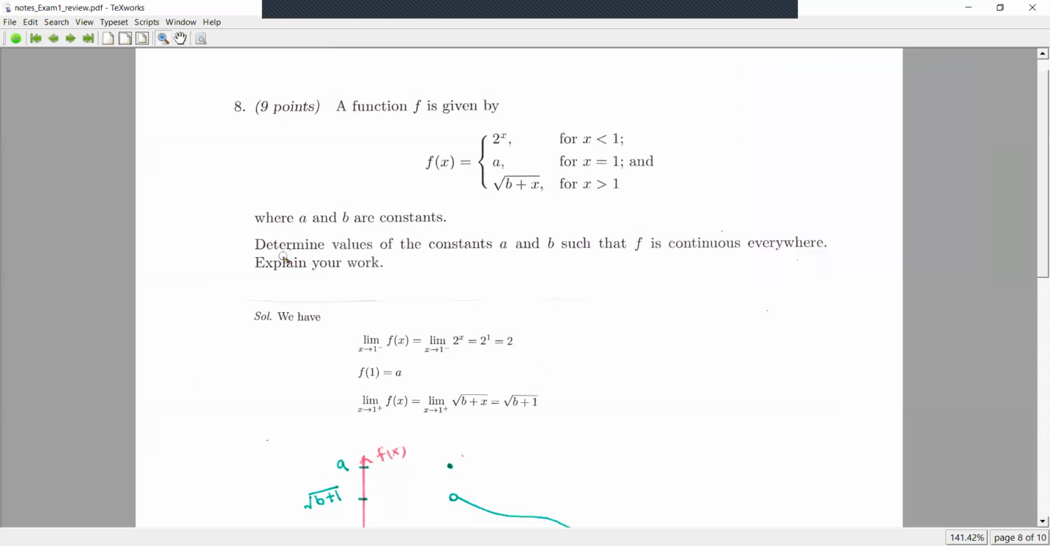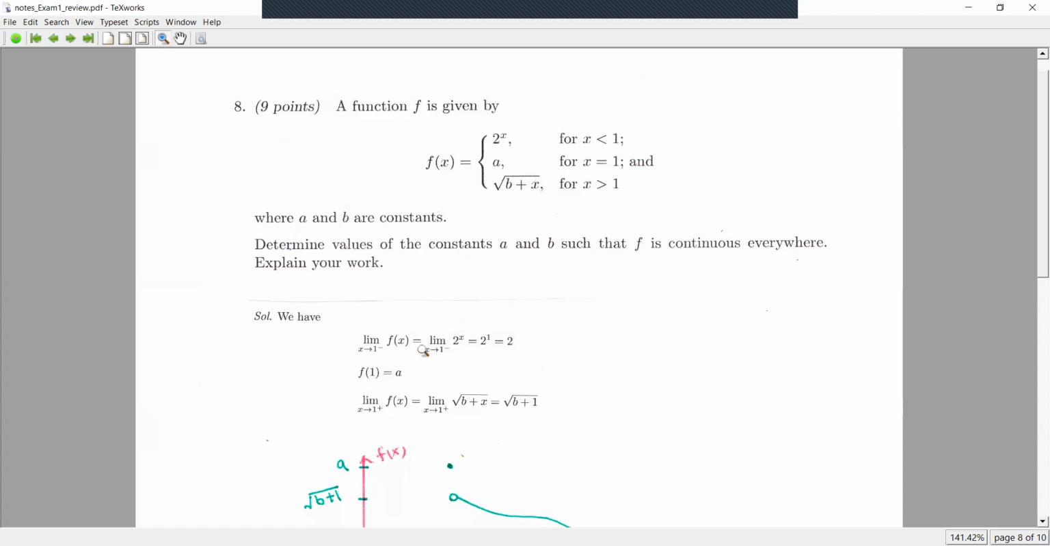To help answer this question, I want to sketch the graph of this function. For the purpose, I compute the left-hand side limit and the right-hand side limit at the point 1. When x approaches 1 from the left-hand side, x is less than 1. When x is less than 1, the function is 2x. So we have this equation.